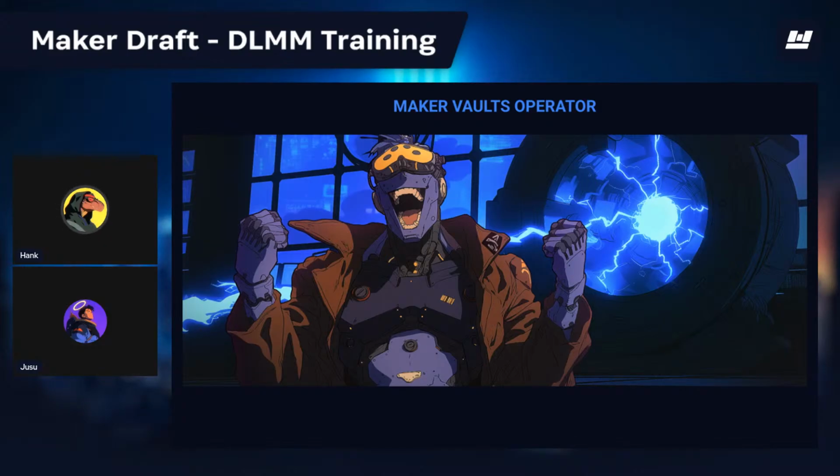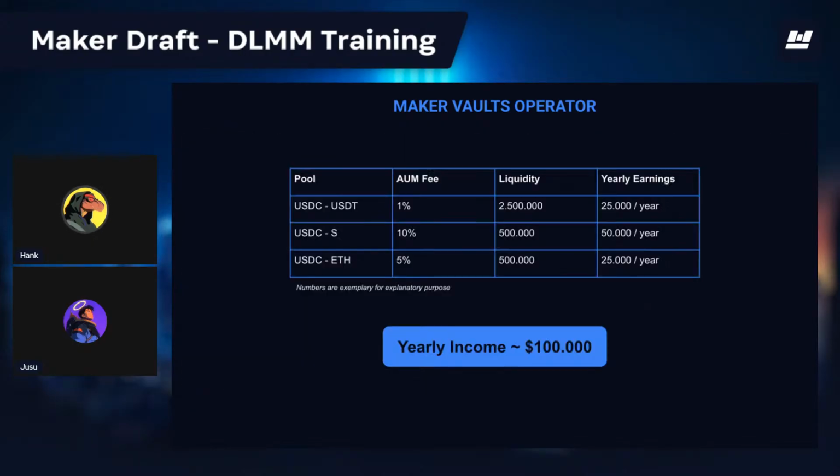So you can have a vault running, people can join that vault, and you will earn on the performance of that. This is here just as an example, but just to get understanding, you have an AUM fee you can set between 1 and 10%. Imagining you have 3 different pools, you have a certain amount of liquidity in here. These are the general yearly earnings that you can then expect because it's on the liquidity.